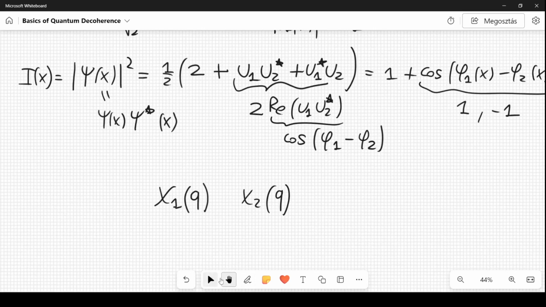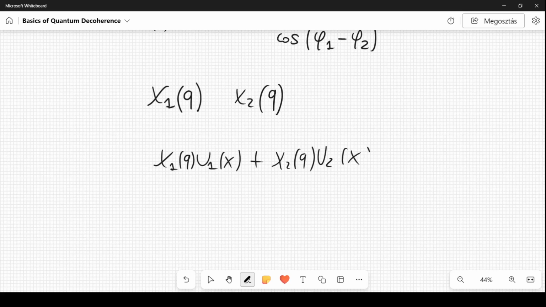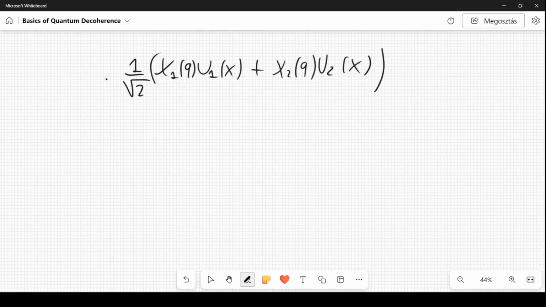And for example, chi1 might act on U1, whereas chi2 will act on U2. And let's take this and multiply by 1 over square root of 2, and we can take this to be a function. I will still call it psi for convenience, to remind ourselves that after all this is a wave function, but it's not the same psi as before. And this will be a function of x and a function of q.